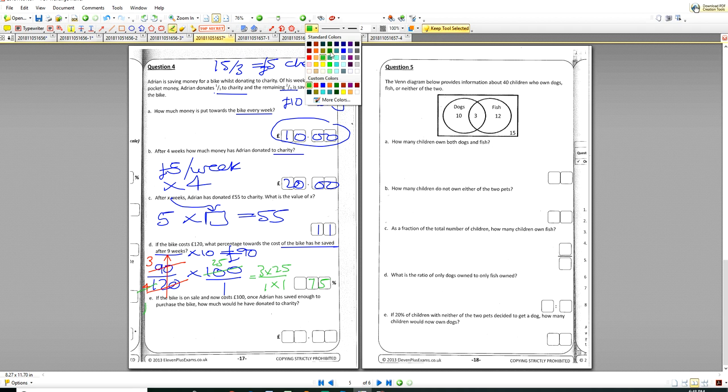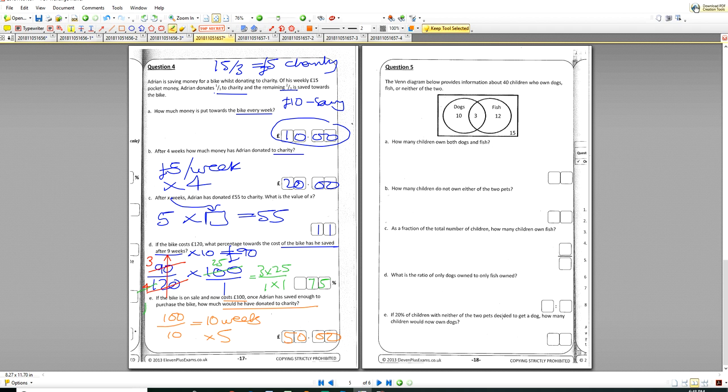Okay, so if the bike is on sale and now costs £100, once Adrian has saved enough money to purchase the bike, so he's saving £10 a week, it'll take him 10 weeks. How much has he given to charity? Well, we know he's giving £5 a week to charity. It took him 10 weeks to make £100. So 10 times by the 5. So in charity he's given in the same time £50.